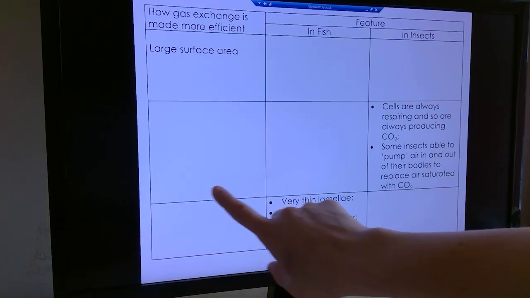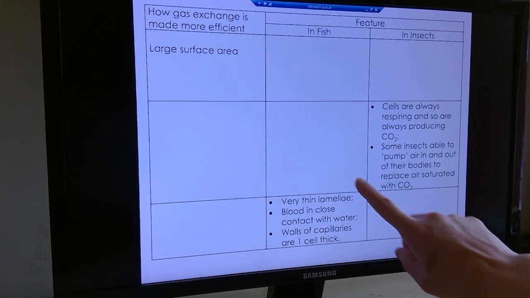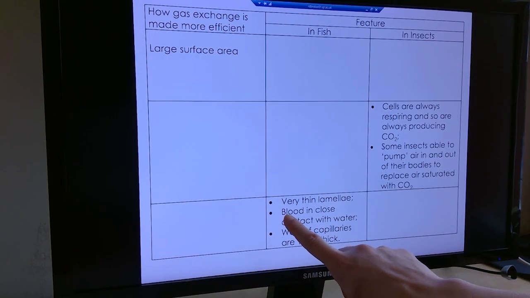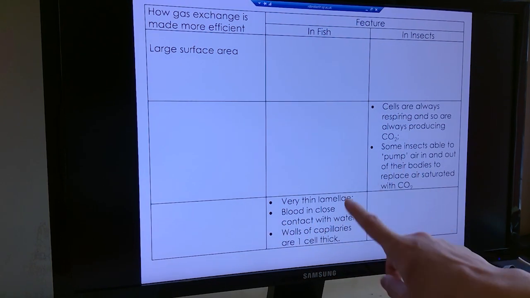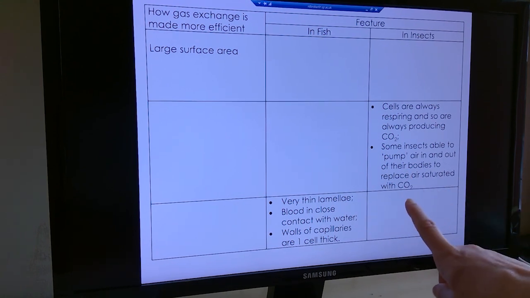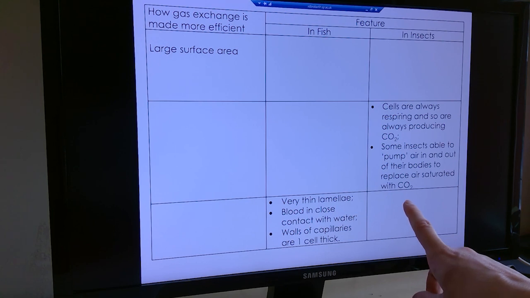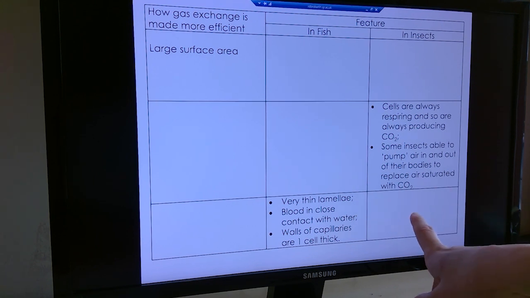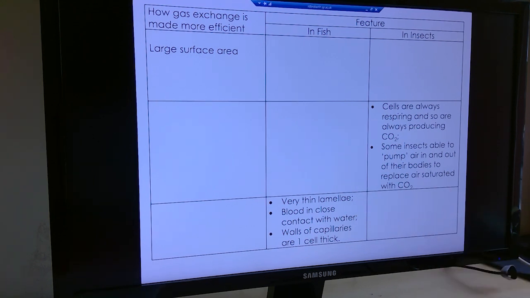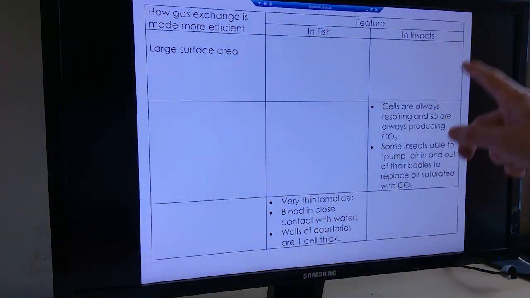And then finally, this is about having a thin diffusion distance. I can see that because in the fish they've got very thin lamellae walls, the blood is in close contact with the water, the walls of the capillary are 1 cell thick. In the insects, the diffusion is between the tracheoles and the body tissues. Okay, so there's a short distance there, because the tracheoles go all the way to the body tissues. So if we can compare and contrast, then we would be saying similar things that are adaptations but in different ways.